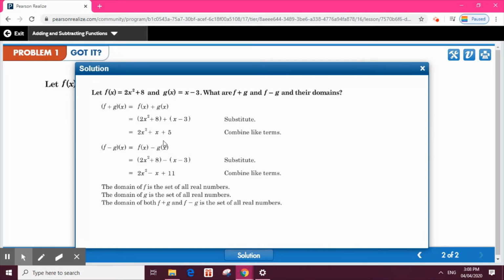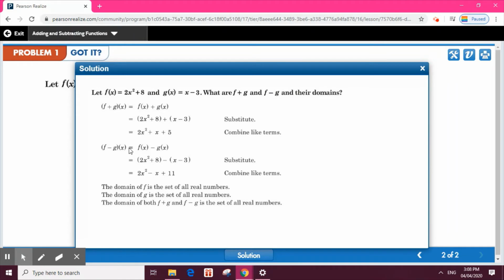So where did we get 5? We have 8 minus 3. So the answer for f plus g of x is equal to 2x squared plus x plus 5. How about for f minus g of x? That is equal to 2x squared minus x plus 11.